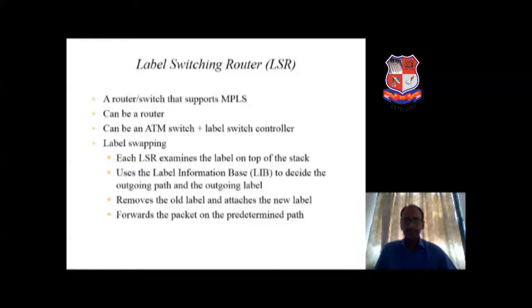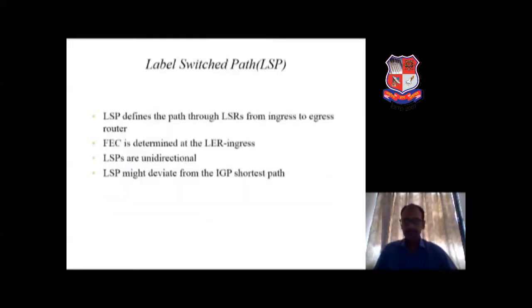Label edge router, label switching router. So inside a router or switch that supports MPLS, the edge router means the edge of the MPLS domain. Whenever the packet enters the MPLS domain, the first router which it encounters is the ingress edge router. And whenever the packet exits the MPLS domain, the router through which it exits is the egress edge router. And all the intermediate nodes are examples of label switching routers, the routers supporting the MPLS protocol inside the MPLS domain. So that is the label switching router.